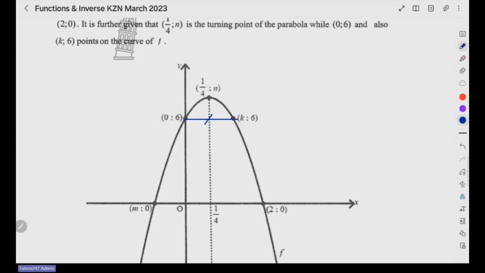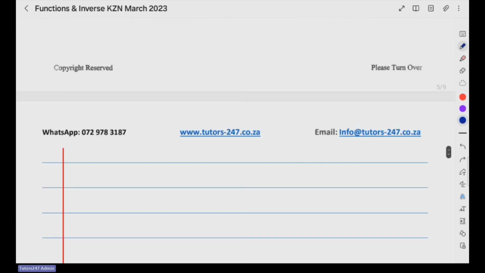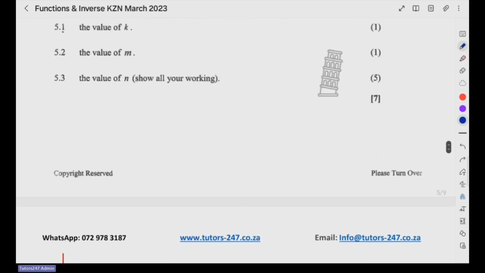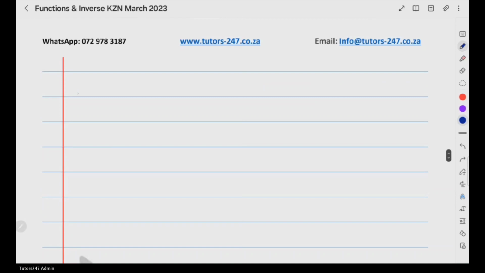Because like we've mentioned, this is the midpoint, right? And we already have that x value, 1 over 4. So all we now need to do is use our midpoint theorem. We can state that 6 is x1, k is x2, and 1 over 4 is the midpoint value of x. And this is question 5.1.